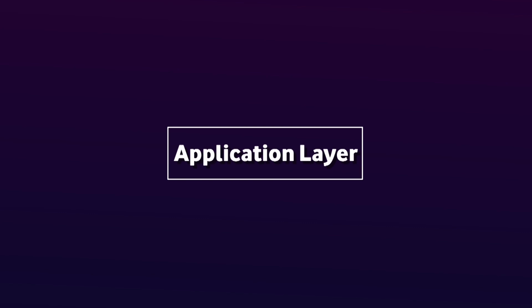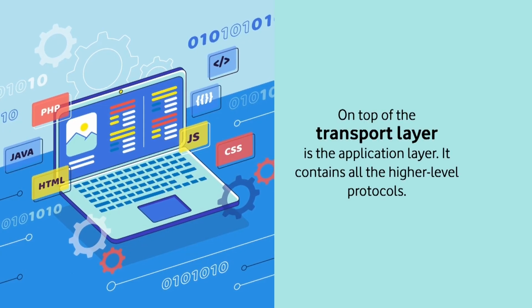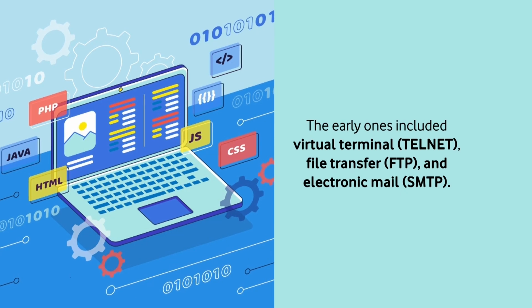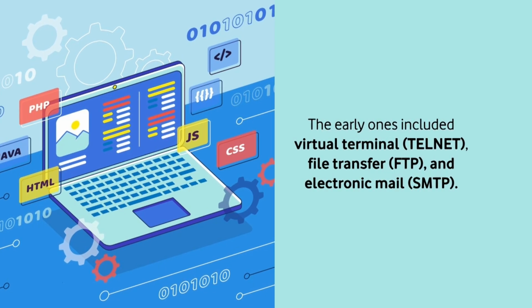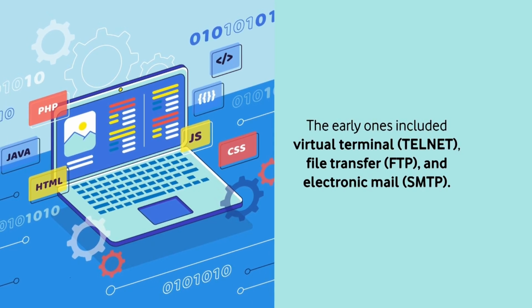So, in the application layer, the TCP/IP model does not have a session or presentation layer. So, these two are missing in the TCP/IP layers. On top of the transport layer is the application layer. It contains all the higher level protocols. The early ones included virtual terminal, or telnet, you can call it, or else file transfer, in short called FTP, and electronic mail, or else you can call it SMTP.